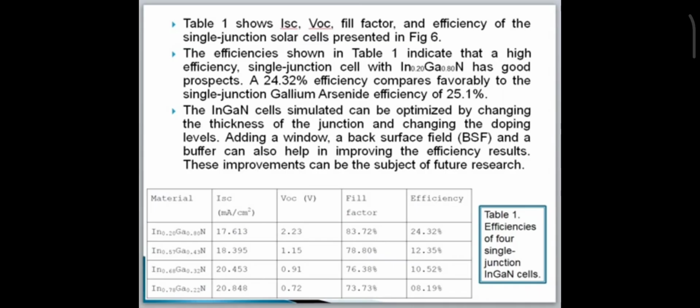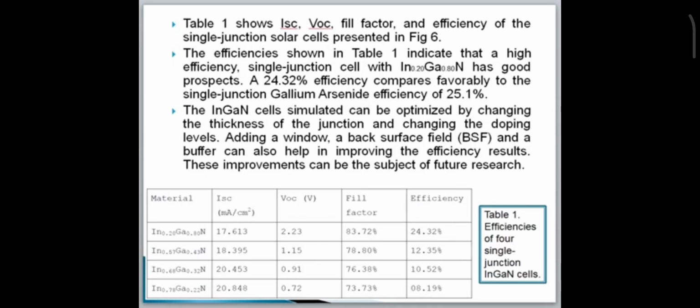When you are using the mole fraction x equal to 0.2, the short circuit current is 17.613 milliampere per centimeter square, and the open circuit voltage is 2.23. In the previous figure, you noted that if you increase the open circuit voltage, then the short circuit current is reduced. If you increase the mole fraction from 0.20 to 0.78, the open circuit voltage starts reducing and the short circuit current starts increasing.